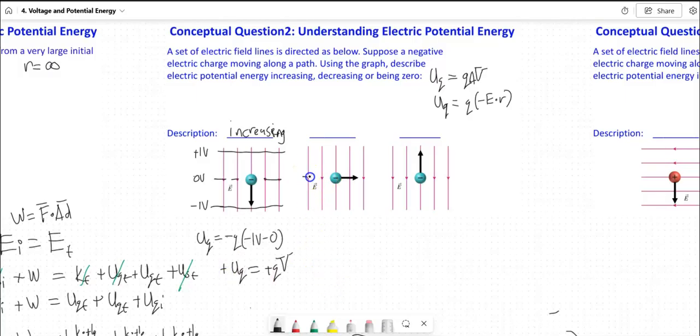All right, here, this negative charge is just moving along the 0 volts. So U sub Q, we're going to have a negative Q, but its final position and its initial position are both 0. So it's moving along the potential line, which means that U sub Q is equal to 0. So this is 0. This one is starting out at 0 volts and it's ending up at a positive 1V. Here would be the negative 1V.